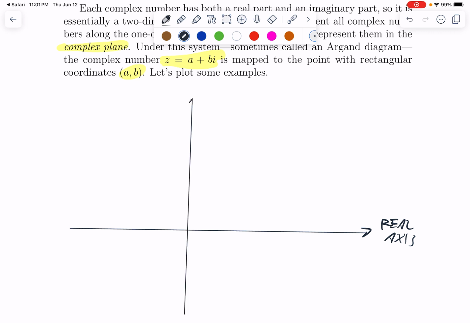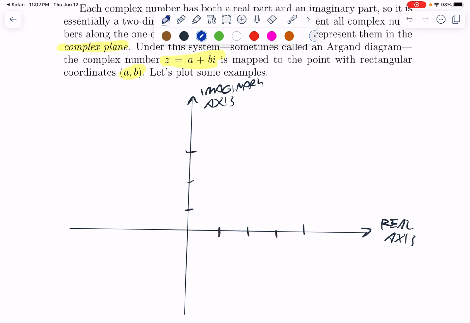And this would be our imaginary axis. Some people use the word imaginary as synonymous with complex, and that's not accurate. Imaginary numbers are the ones we get by taking square roots of negatives. Complex numbers are what we get when we throw in those imaginary numbers with real numbers and start combining them.